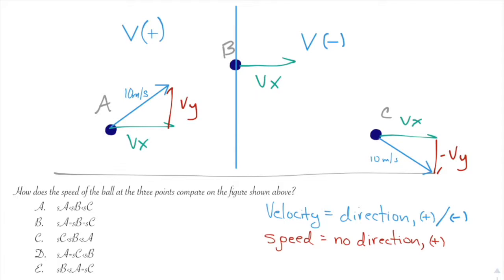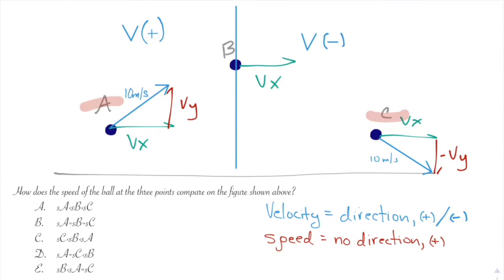So now let's go ahead and try this practice problem that we've got. And it asks, how does the speed of the ball at the 3 points on the figure shown above compare? And so we talked about speed. We said that the speeds at point A and point C, even though they're in opposite directions, are both positive and they are both equal. So the speeds are equal.